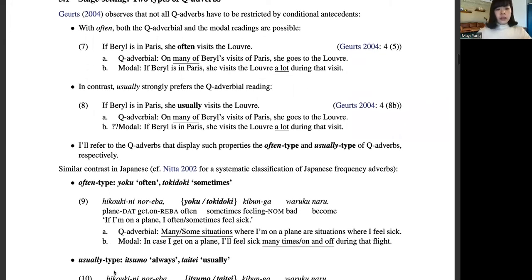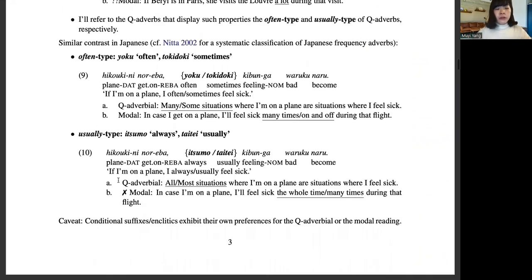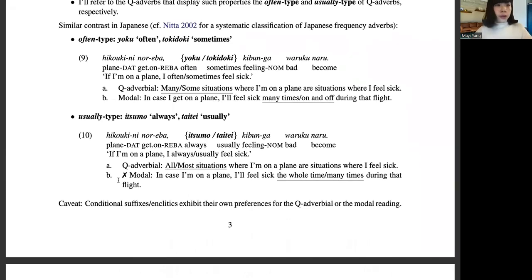Okay, so here comes our baseline for Japanese Q adverbs. It seems that we find a similar contrast in Japanese, where for the often types of Q adverbs, we have adverbs like yoku, often, or tokidoki, sometimes. I'm just going to read sentence number 9 first. 飛行機に乗ればよく気分が悪くなる or 時々気分が悪くなる. If I'm on a plane, I often or I sometimes feel sick.